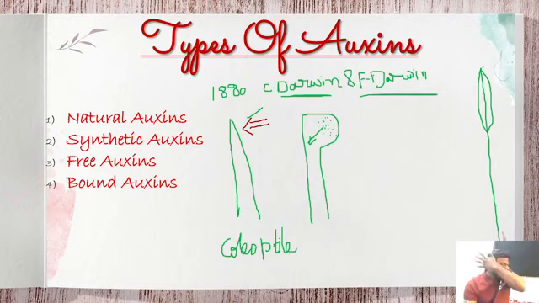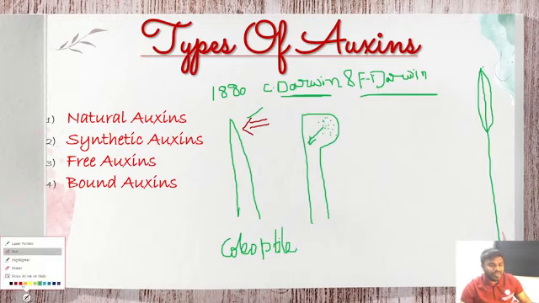Unfortunately, friends, Darwin and his son did not get any credit. Why did they not get any credit? Because they did not explain what chemical it is, from where it is moving, and how it is moving, how it is elongating the coleoptile, how it is bending the coleoptile. They did not explain anything. That's why these two scientists did not get any kind of credit at all.